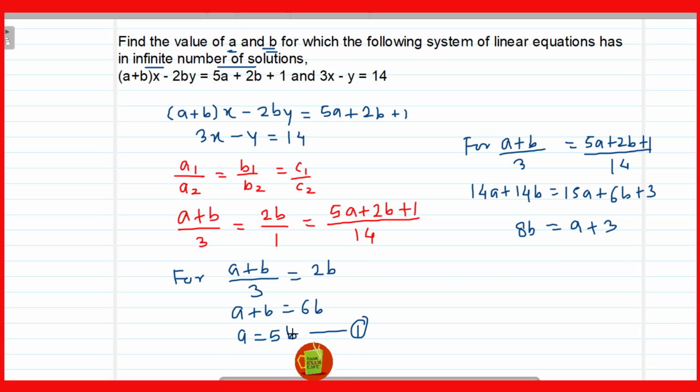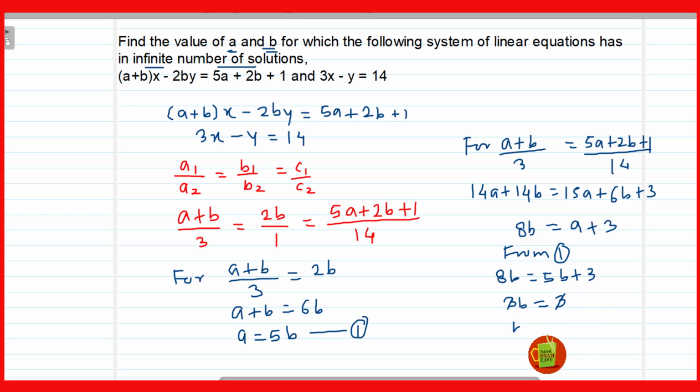Now we know that a is equal to 5b. So put the value of a as 5b. So from 1, we will get it as 8b, which is equal to 5b plus 3. Take 5b to this side, so 8b minus 5b, that will be 3b, which is equal to 3. 3 ones are 3, 3 ones are 3, so b is equal to 1. Highlight this value of b, as we have got b is equal to 1.